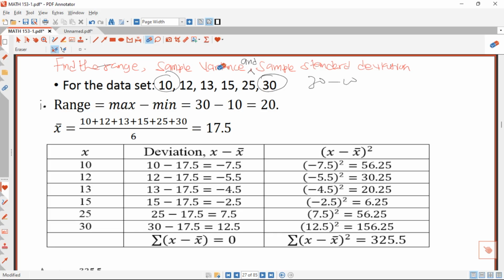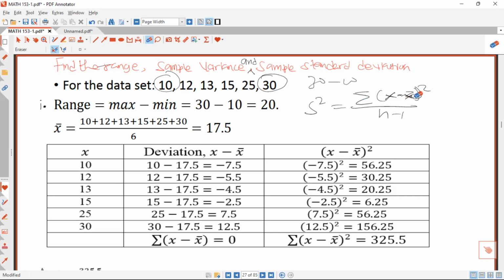And we know that the sample variance, s squared, is equal to the summation of x minus x bar all squared divided by n minus 1, right? So we have to get our summation for x minus x bar. This is a raw data set given to us, and for this raw data set we were not given the mean.